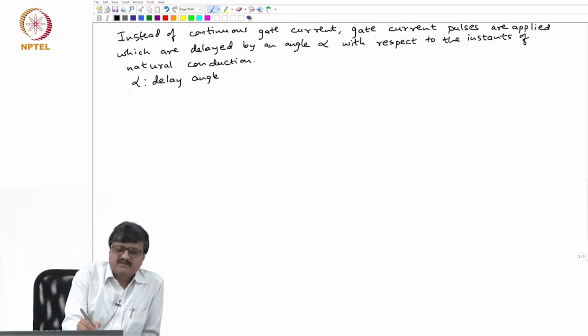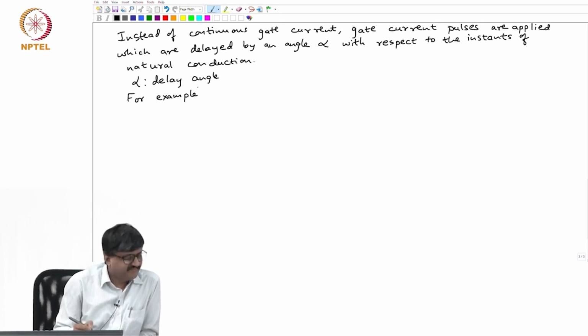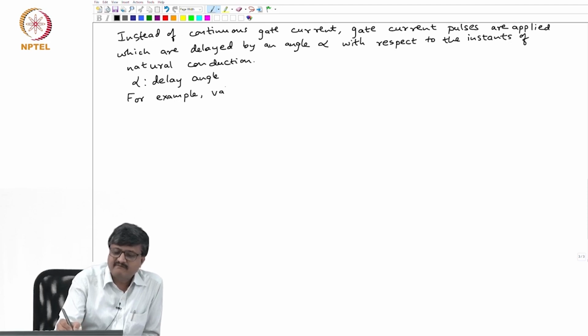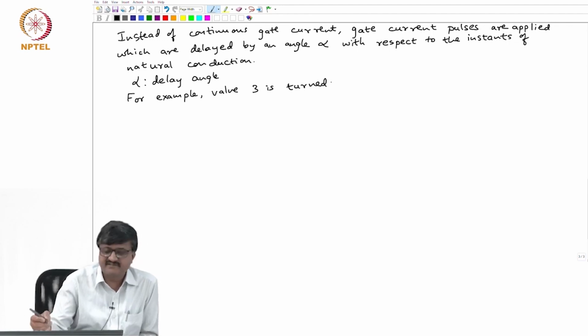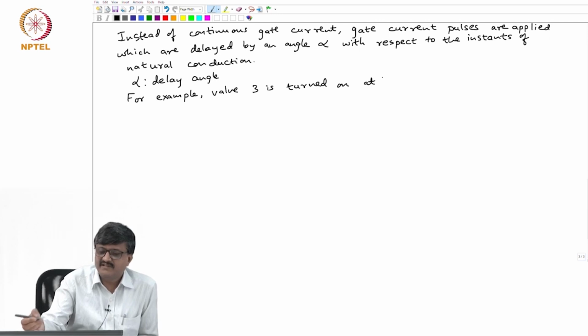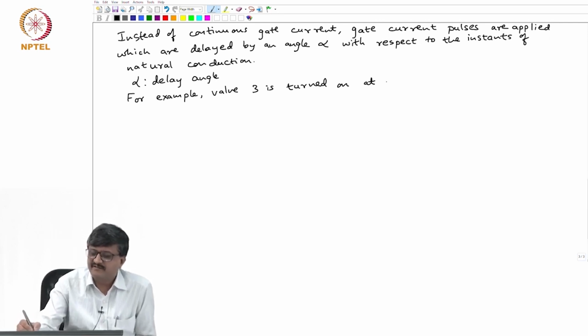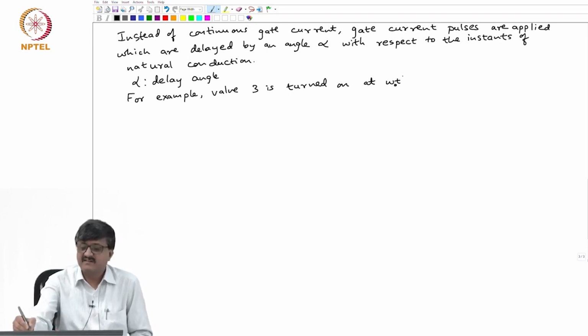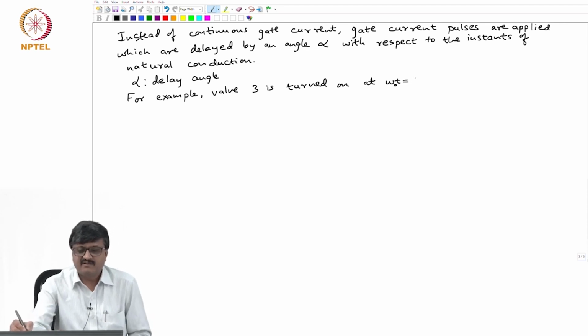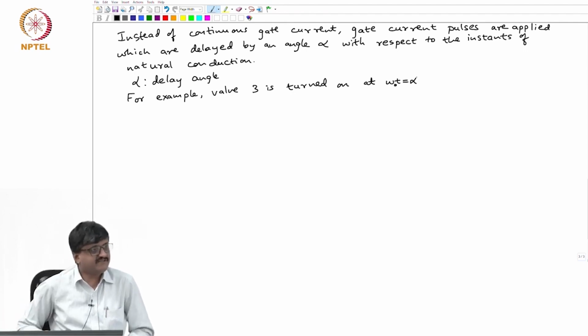So, for example, if I take valve 3, it is turned on, that means a gate current pulse is given at. So, if the delay angle is alpha, what is the instant of the gate current pulse or the instant of turn on for valve 3? See, what was the instant of natural conduction for valve 3? 0. So, the instant of turn on in general is omega_o t equal to alpha. See, if you take valve 4, what is the instant of natural conduction for valve 4?